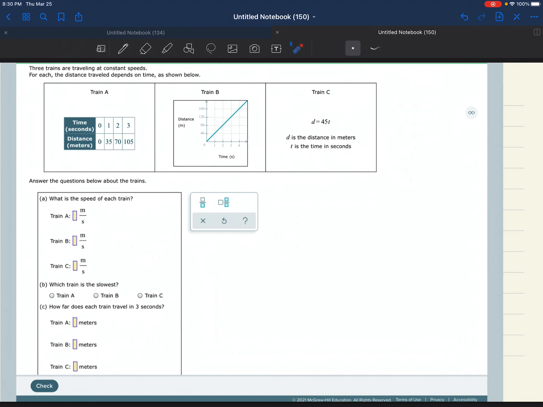meters per second. Now the first one's easy because it shows you 1 second right here and how many meters that would be. So all you have to do is look at your chart. When we're trying to find the speed of each train, if it's speed per second, we're looking when the seconds would be 1, right? So at 1 second, our distance is 35 meters.